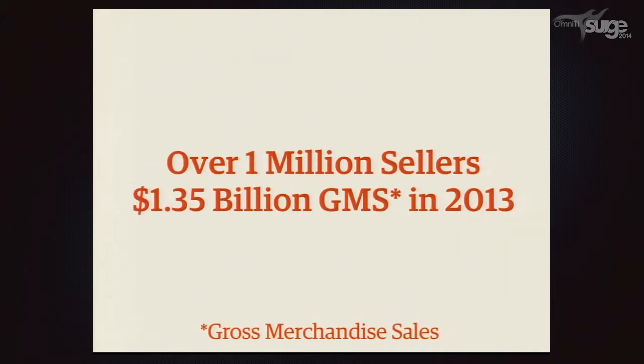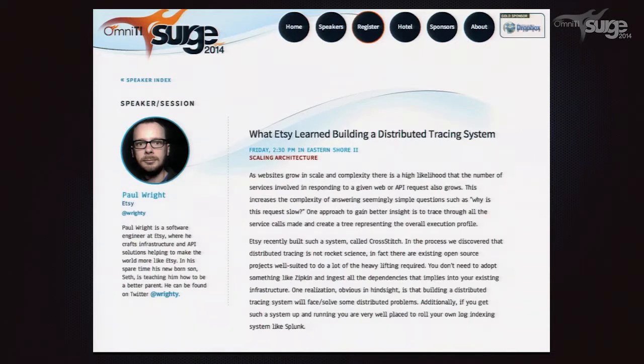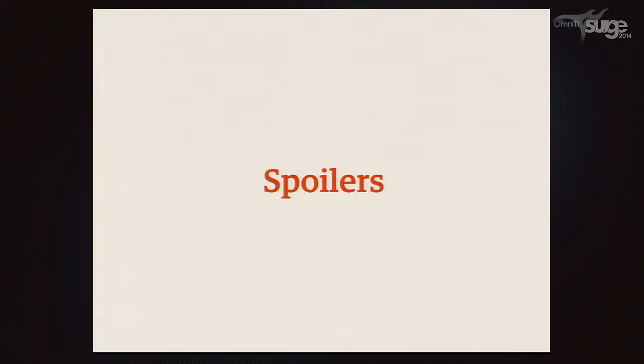Last year, we had over 1 million sellers, and last year they transacted over $1 billion between buyers and sellers distributed across the world. So this talk is what Etsy learned building a distributed tracing system. If that's not the talk that you're expecting, then by all means, make a run for the doors now. Before you go, though, here are the spoilers you can take back with you.